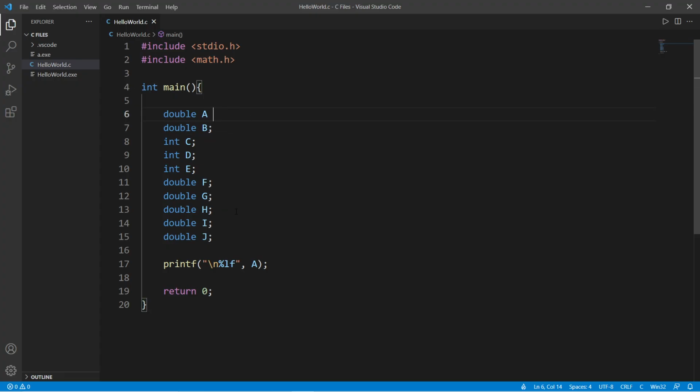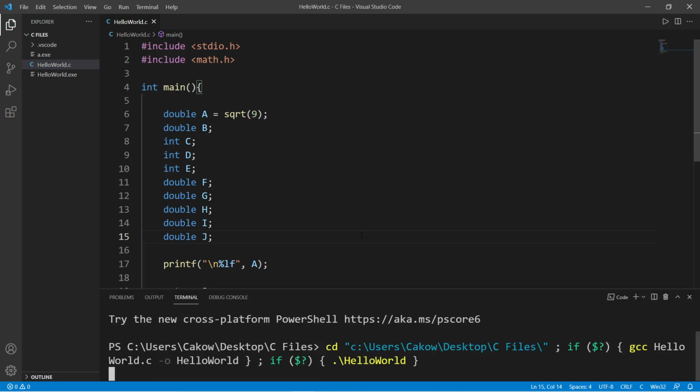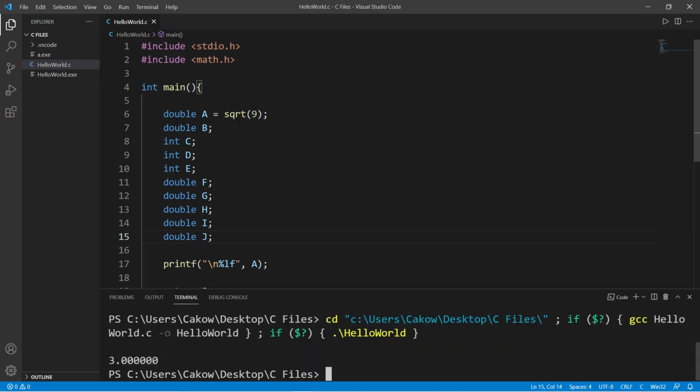Let's say that we have a bunch of variables. We declared them, but we have not yet assigned them. I will assign A the square root of 9. So after including this math header file, I have access to a square root function. So type sqrt, then add a set of parentheses, and within the parentheses, we can find the square root of a number. Let's find what the square root of 9 is, and then display it with a printf statement. So the square root of 9 is 3.